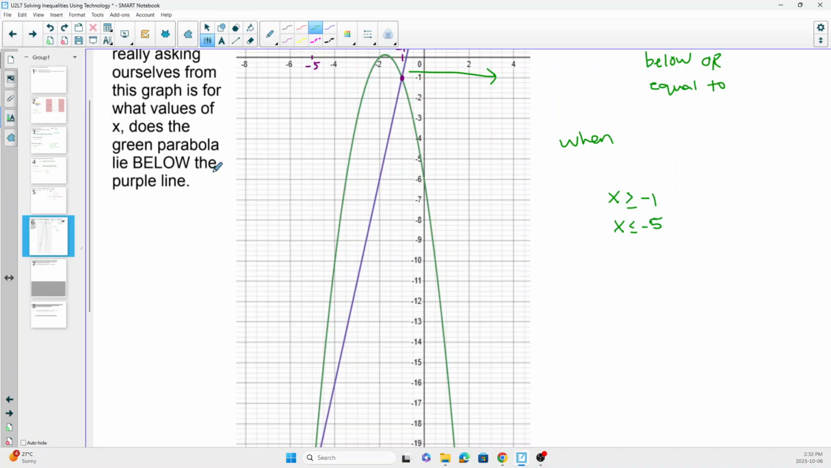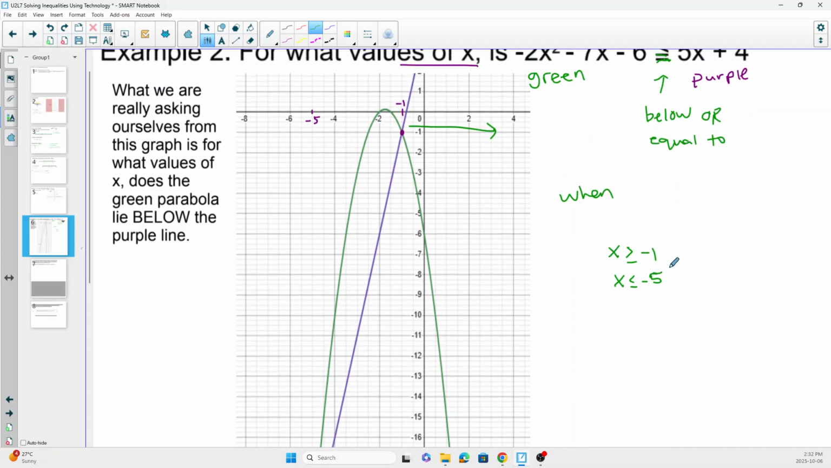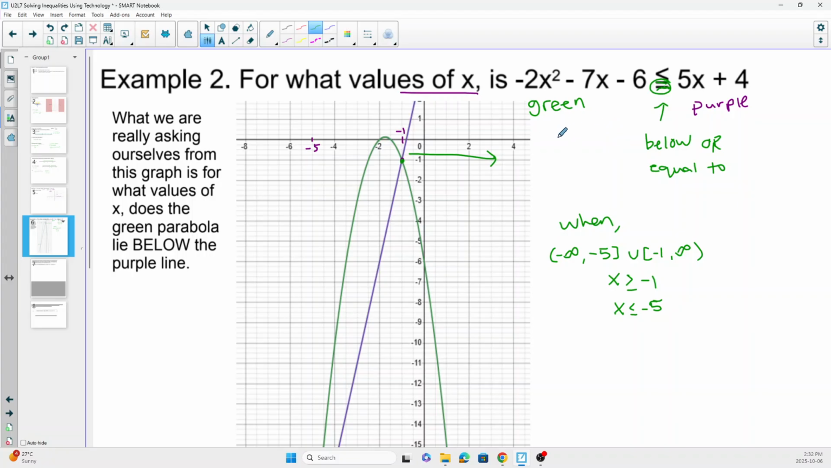Now that is the inequality notation. I would prefer to see when x is from -infinity up until -5, inclusive of -5, and from -1, inclusive of -1, all the way to positive infinity. Those are the two intervals where green is less than or equal to purple. We're including the x value at the points of intersection because that's when they are equal. Okay? So that's one way we could solve these using technology.